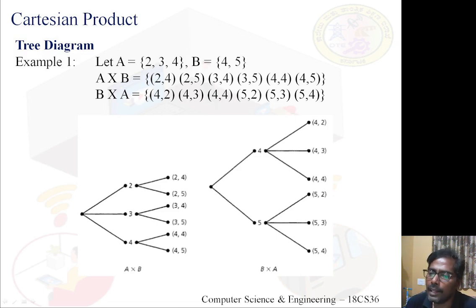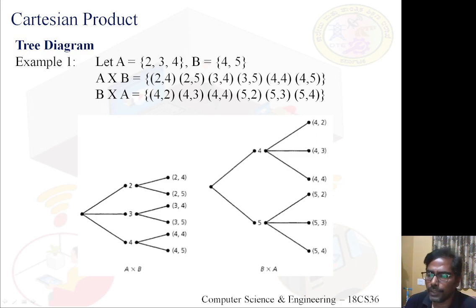And these points are labeled as ordered pairs. So as you can see in the slide, in the first part of the first tree diagram, the rightmost labels are nothing but the ordered pairs, the elements of A cross B.